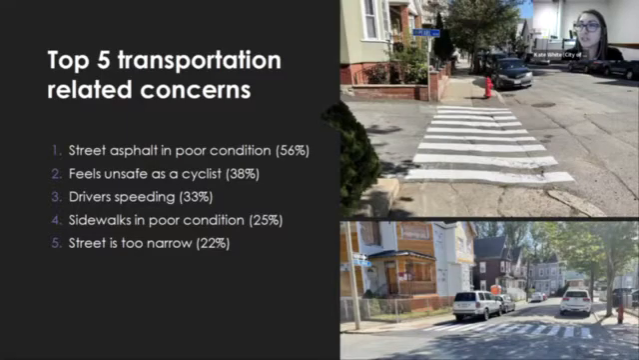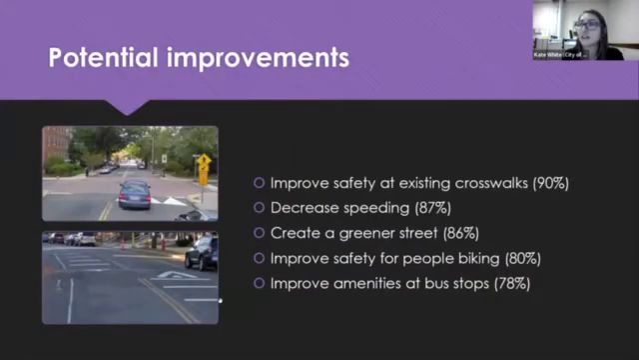Looking at potential improvements, in the survey, we provided a list of improvements for Pearl Street and asked respondents to share if they were very important to them, somewhat important, or not important. Combining what we heard of being selected as very important and somewhat important, the following items were selected the most. Improving safety, 90% of people selected improving safety at existing crosswalks. 87% of people selected decreasing speeding. 86% of people selected creating a greener street. 80% of people selected improving safety for people biking, and 78% of people selected improving amenities at bus stops.